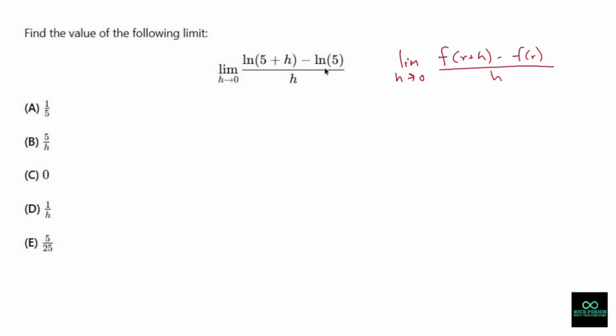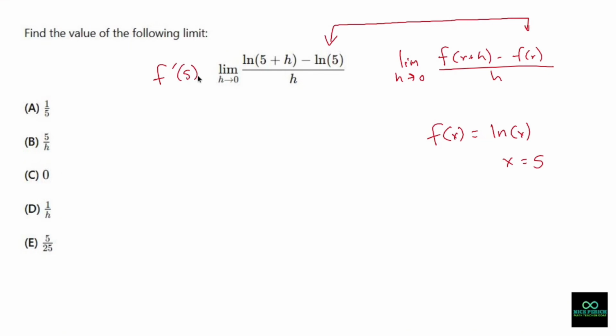So you're basically comparing these two. And if you notice ln of 5 and f of x, that means f of x is ln of x at x equals 5. So that's what we're trying to do. We are trying to find the derivative, not as x approaches 5, but when x is 5.